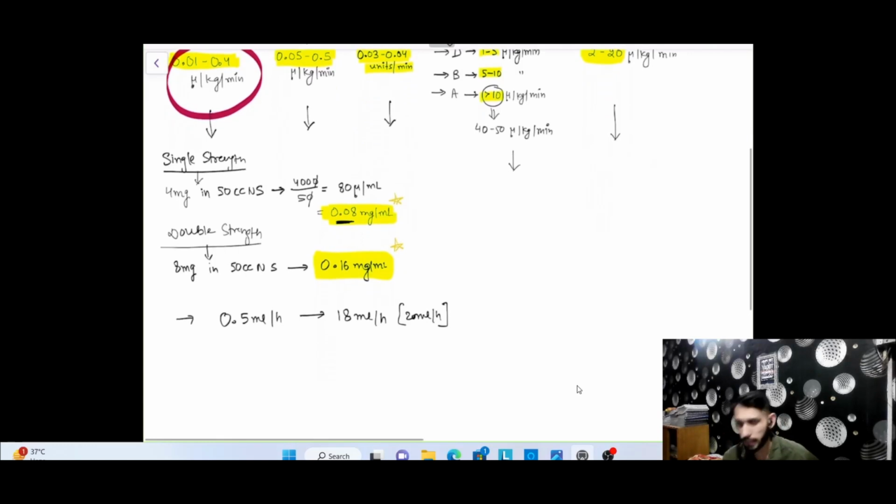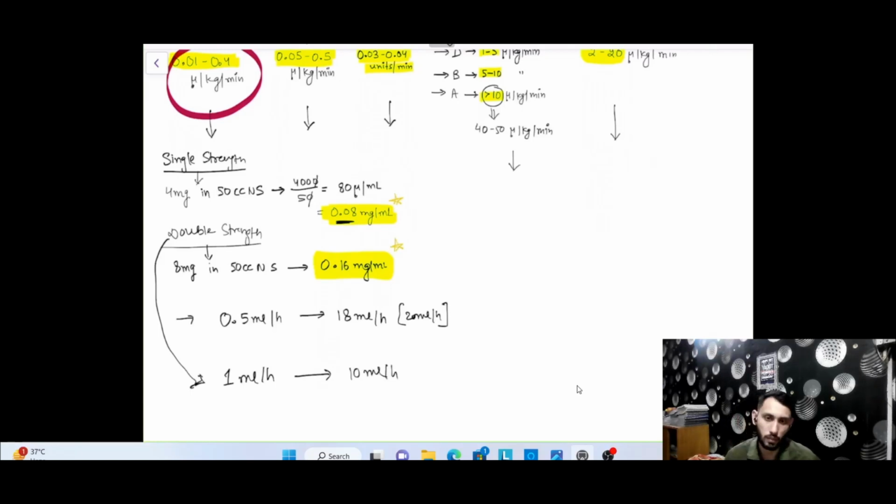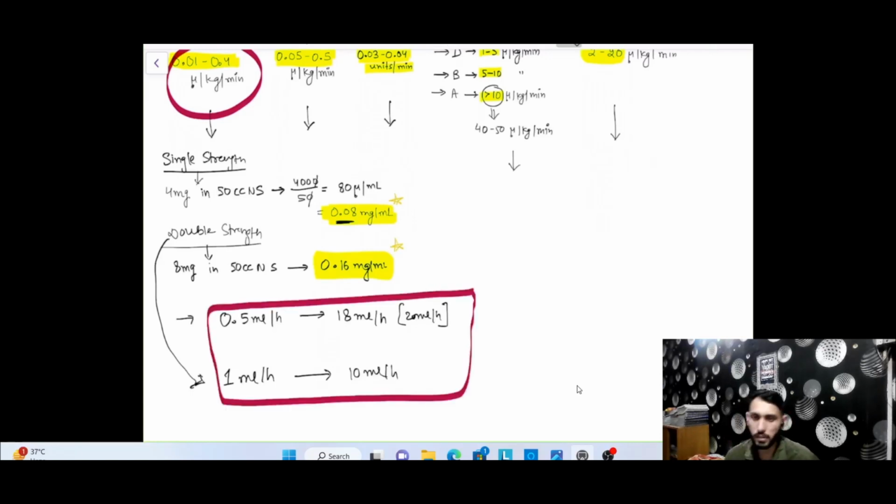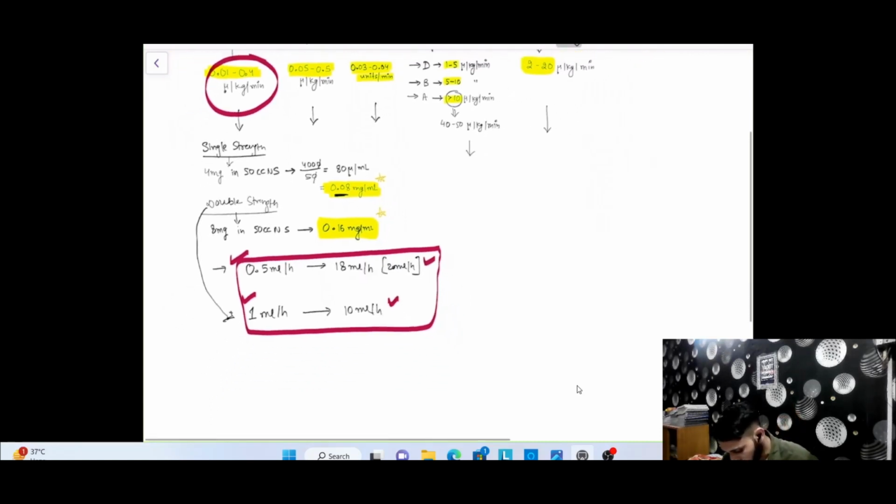Now, what should be the ideal rate to start with double strength? That will not be 0.5. That will be starting with 1 ml per hour, and we can go up to 9 or max to max 10 ml per hour for that double strength NORAD. So these are the two rate ranges which are important for NORAD: single strength from 0.5 till 20, and double strength from 1 till 10. If it gets confusing how we calculated the exact rate from where to start and where to end, it is very easy to calculate.